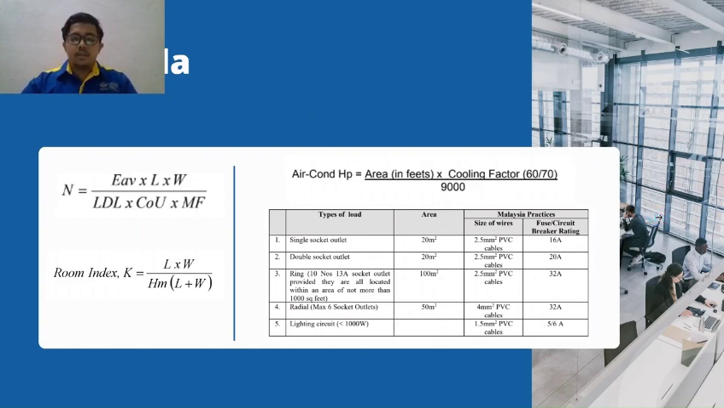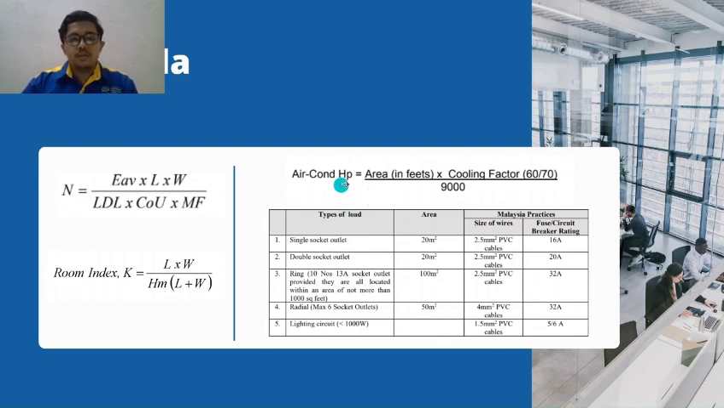As I'm responsible for the installation design for arah satu pejabat, this is the formula that we use for assignment 1 to get the number of lamps in any room. This is for the room index. As we can see, it's length times width divided by height times length plus width.